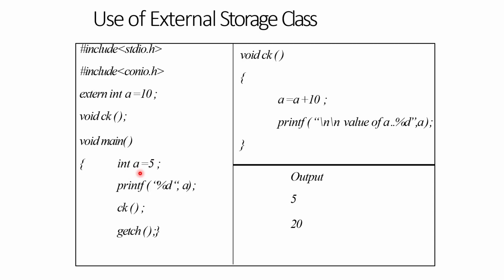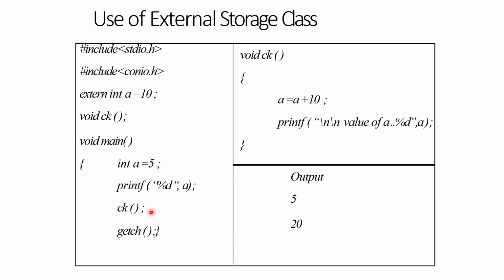An external variable is declared in this way. You see, this a is local to the main block, more local, right? We know that the value which is more local will get the higher priority. So this a is more local than this external variable a. That's why when you print the value of a, you will get 5. It's written 5.